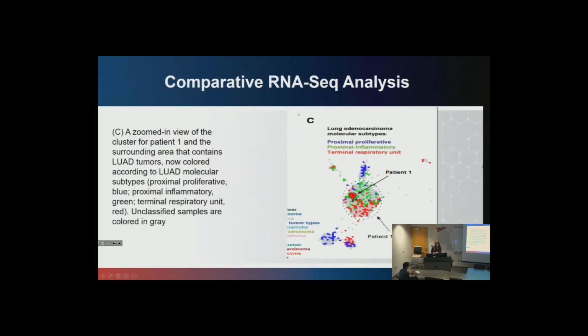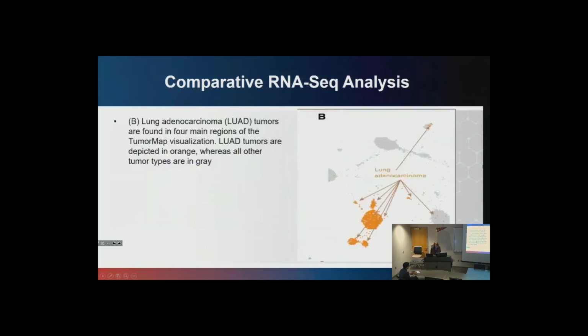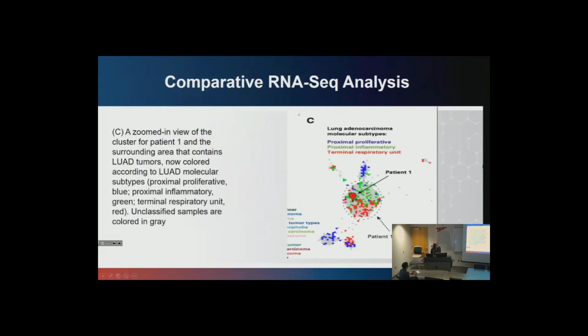Now, I did discuss this molecular subtype of our patient's tumor, and it was proximal inflammatory type. So now we are further zooming into that orange cluster we saw before. It's the same cluster. Now the different colors show different molecular subtypes of the tumors that this cluster is composed of. And our patient's tumor was actually found over here.